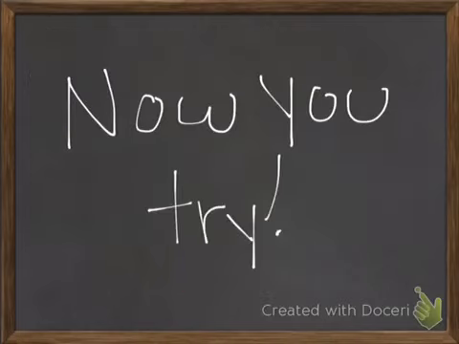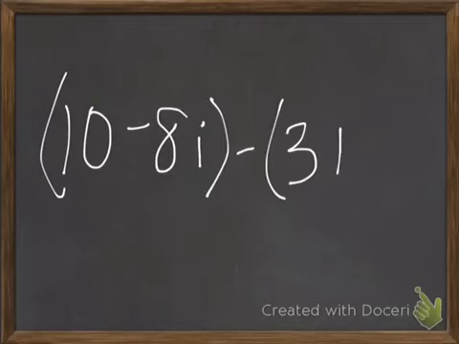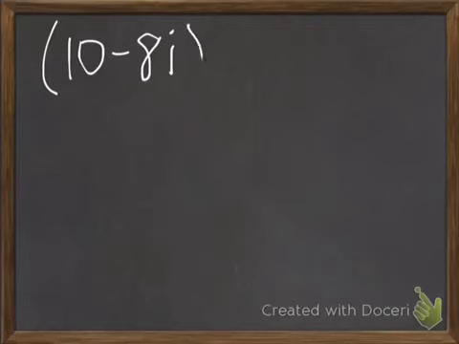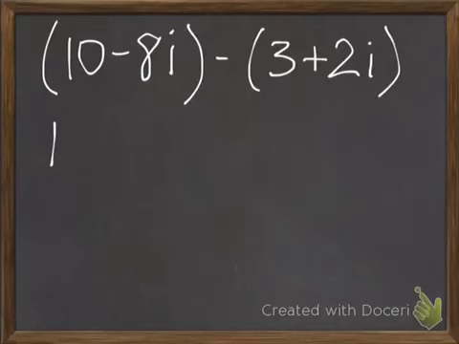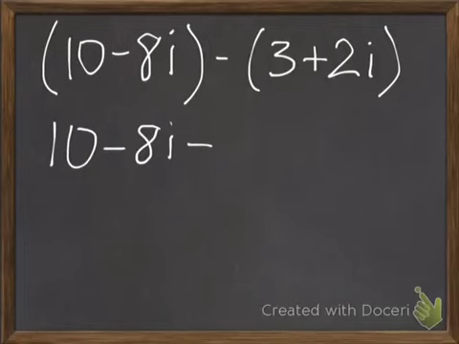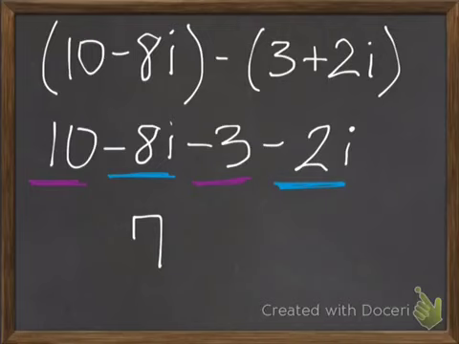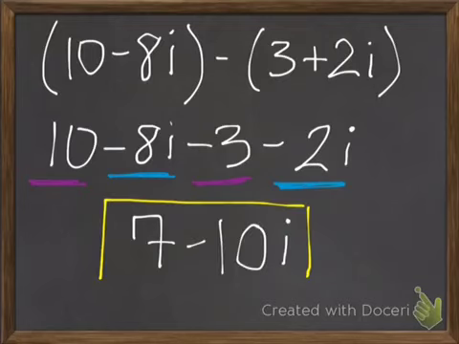Now you try. Go ahead and pause the video and try 10 minus 8i minus 3i plus negative 3 plus 2i. You should remember to drop the parentheses, so it becomes 10 minus 8i minus 3 plus negative 2i. Combine like terms, so the 10 and negative 3, negative 8i and negative 2i, which becomes 7 minus 10i as your final answer.